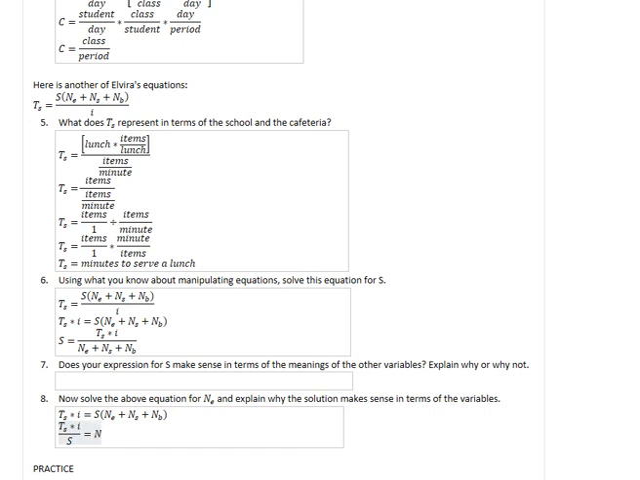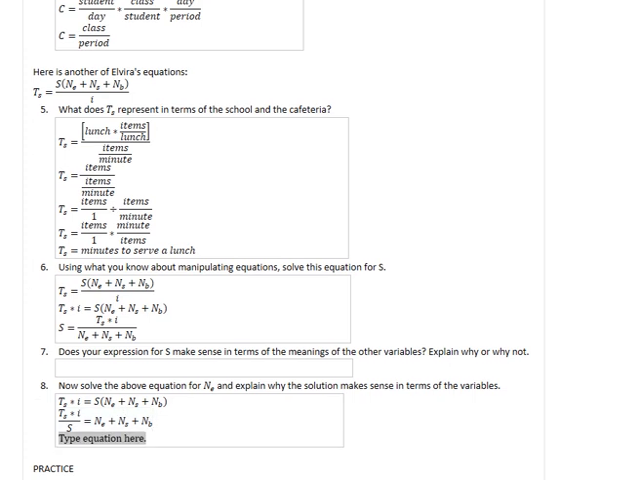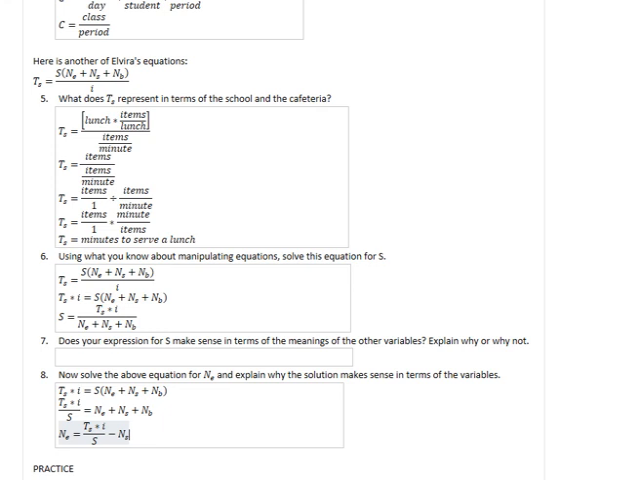Equals. And now we can take everything out of the parentheses, and it's going to be a lot easier to see what we need to do next. Since I want to get N sub E by itself, that means I need to move over my number of side dishes plus my number of beverages, and we can do that by subtracting. Here is what we end up with. T sub S times I divided by S, minus number of side dishes, minus number of beverages. And there we are done.